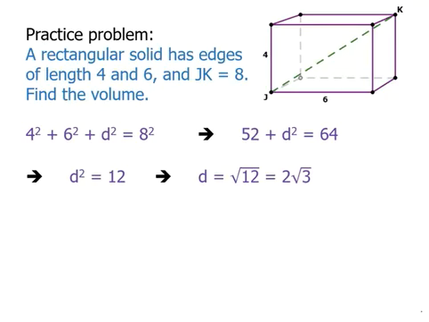Well, now we have the height, the width, and the depth, so we can just multiply those together. 4 times 6 is 24, times 2 is 48. We get 48 root 3, and that is the volume.